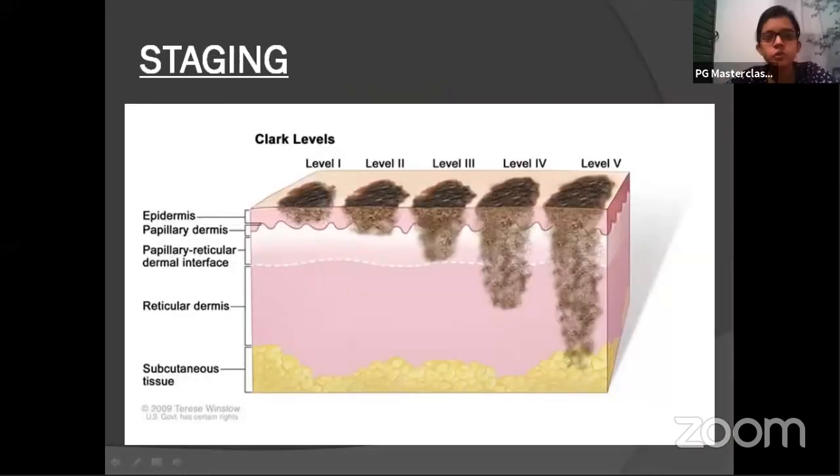Now coming to staging, there are different stagings. There are the Clark levels, there is the staging according to Breslow thickness, and then there's the TNM staging. In Clark levels, there are 1 to 5 levels.